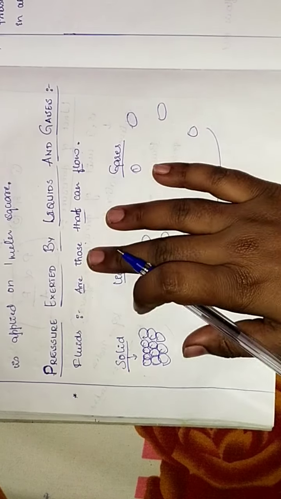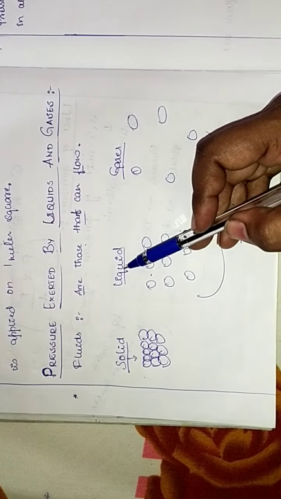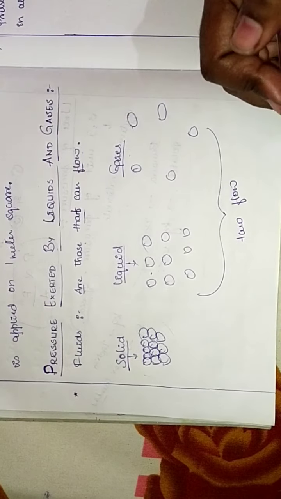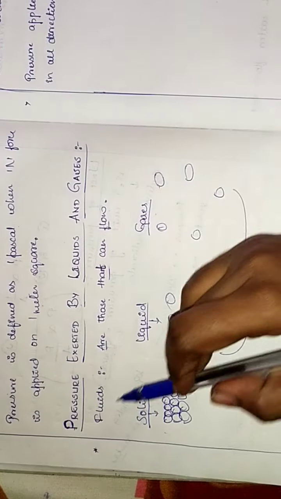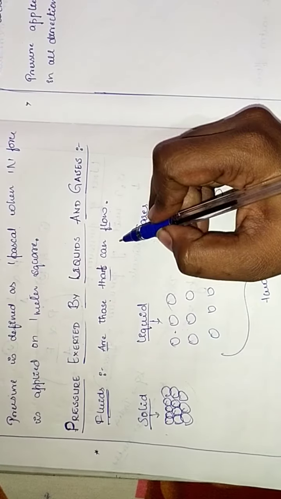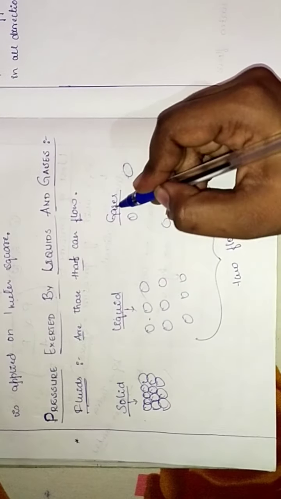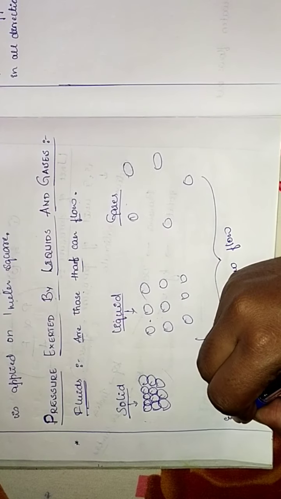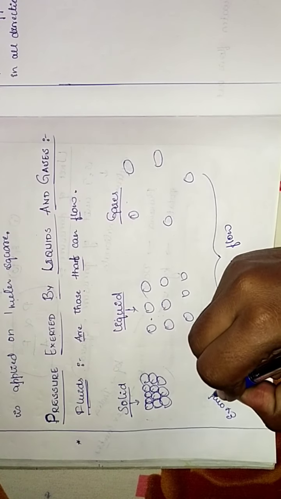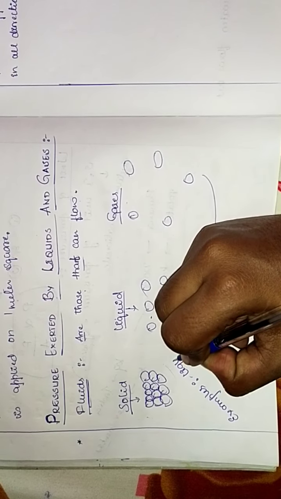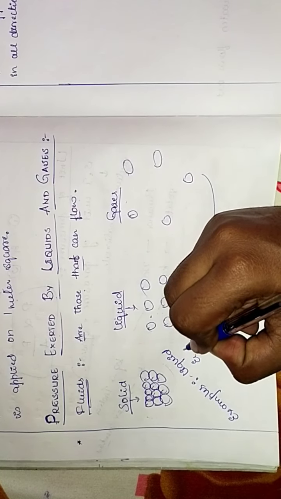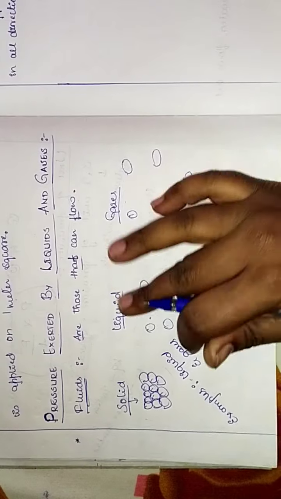So fluids are those that can flow. Here we have taken liquid and gases which can flow. So now let us study the examples of fluids. The examples of fluids are nothing but liquid and gases, because these are the two which can flow.